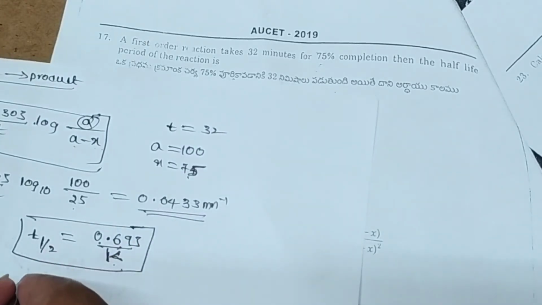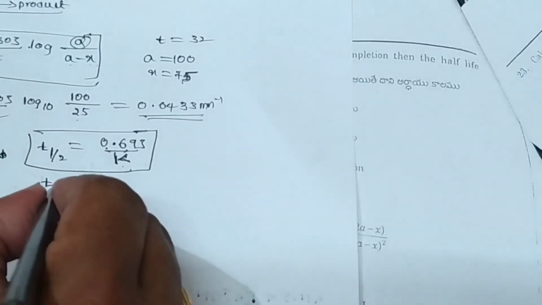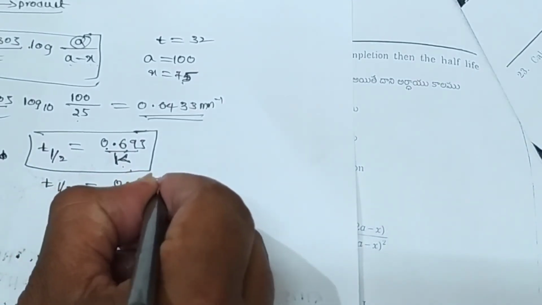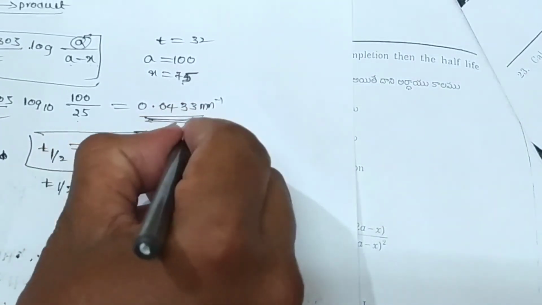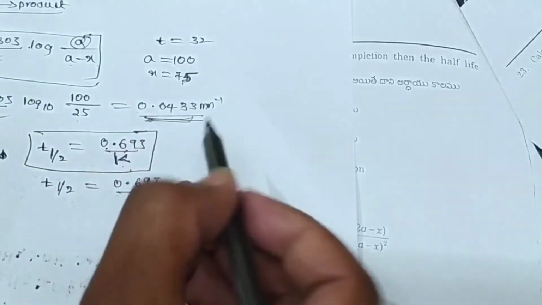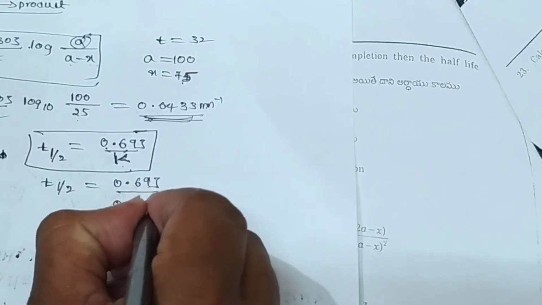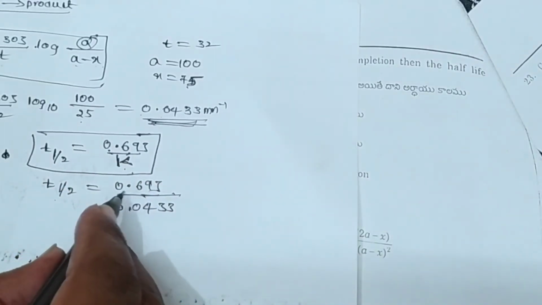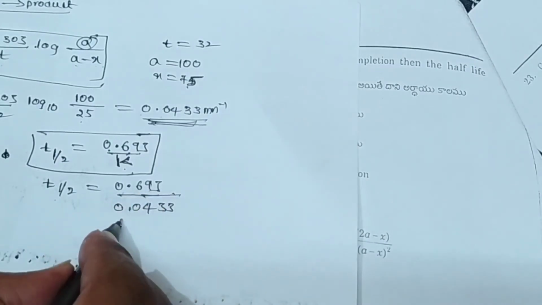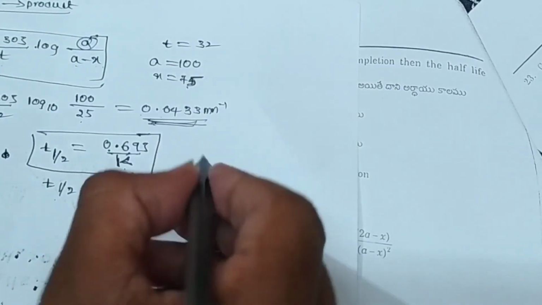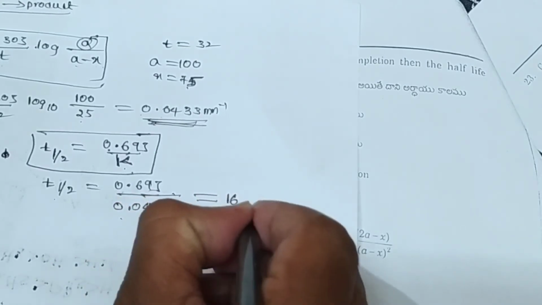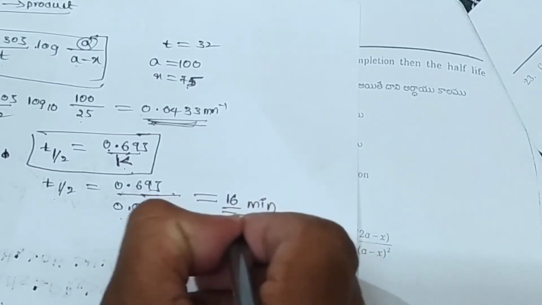Now what happened there, friends? In this case, t1/2 is equal to 0.693 by K. The K value is given as 0.0433 per minute. So t1/2 is equal to 0.693 by 0.0433, and this value is nearly equal to 60 minutes. Okay friends, this is so much important.